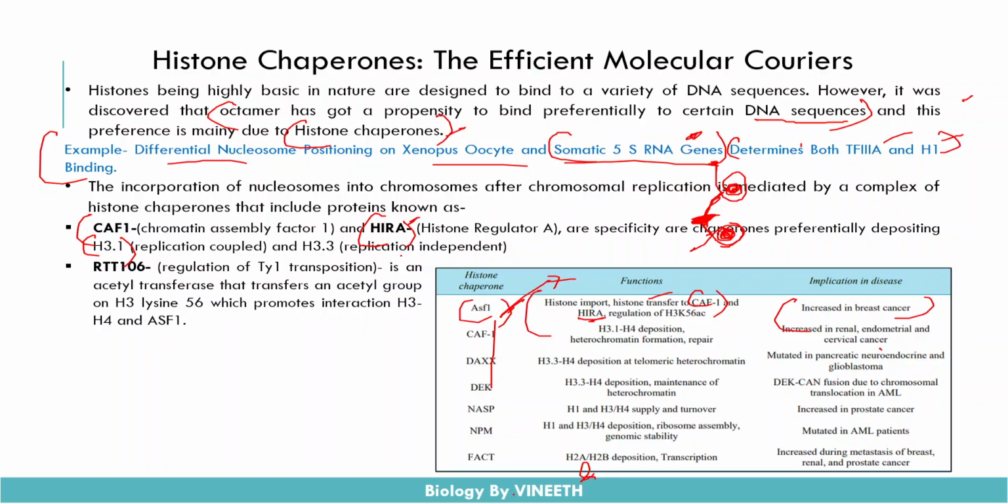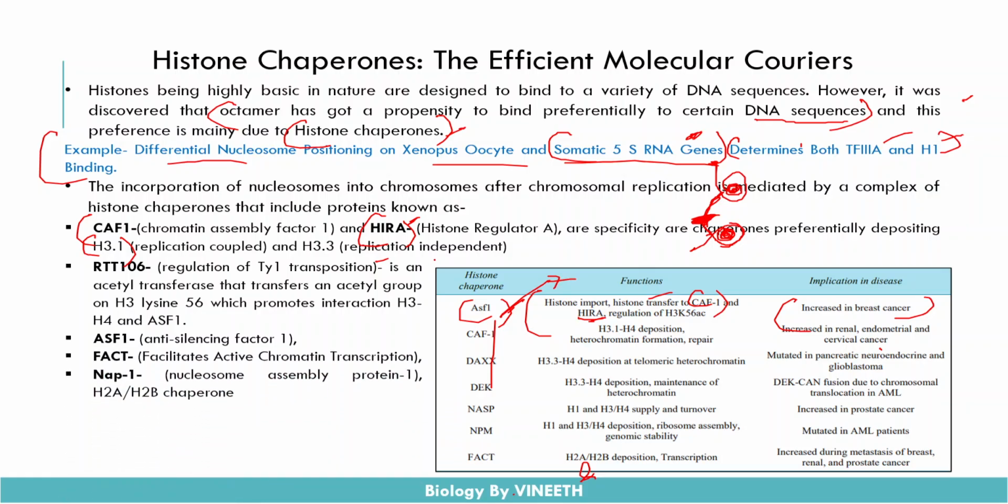Then we have RTT106, which is called regulation of Ty1 transposition. It is involved in transferring an acetyl group onto histone 3 lysine 56. The lysine at the 56th position gets acetylated by this RTT106 histone chaperone. So not only depositing, importing and transporting, histone chaperones are also involved in acetylation, deacetylation and methylation processes.